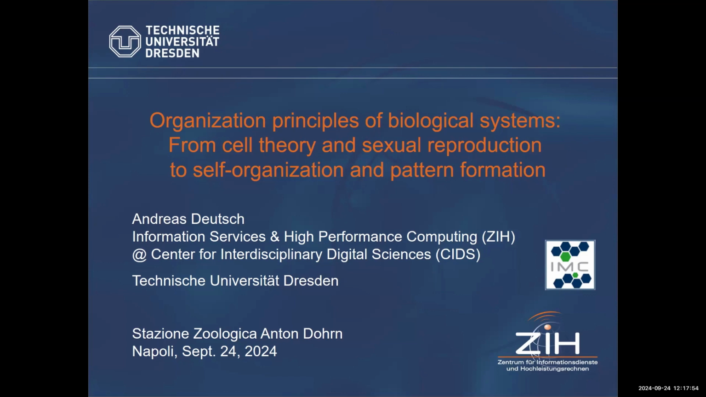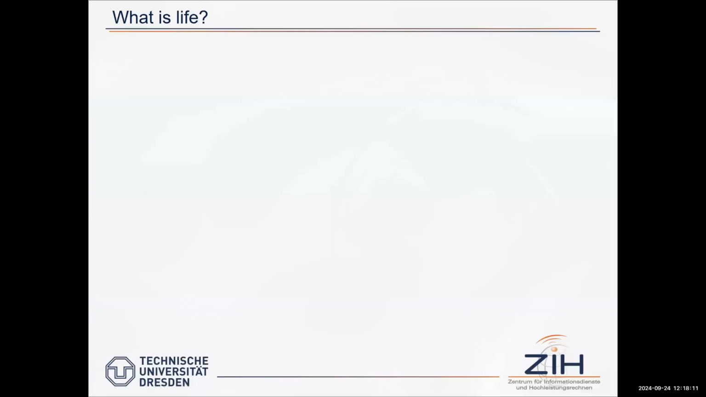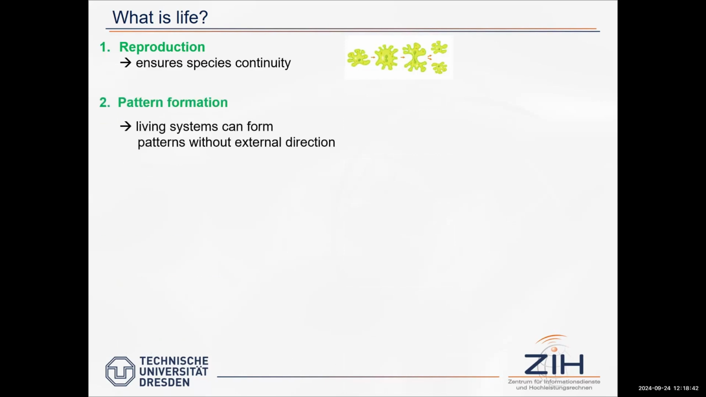Yes, and I chose to focus on organization principles of biological systems. And one way to start is to ask what is life. I'm not the first to ask the question. I'm also not the last to answer the question. I want to share with you some important aspects of life. One is reproduction, which is present in life, obviously, and it ensures species continuity. Another aspect you might think about, and this was mentioned already in the introduction, is pattern formation.